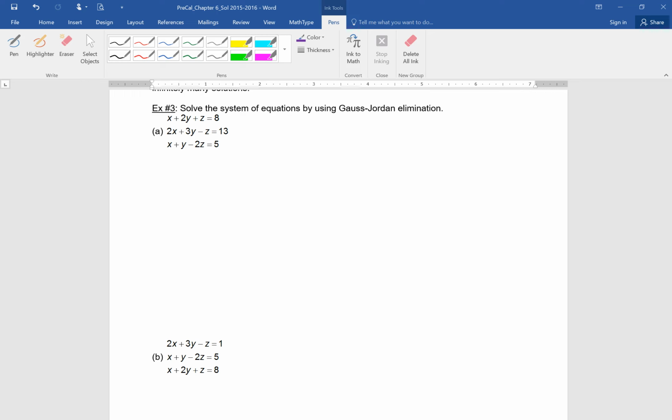All right. So this first one, right? All right. So let's write the matrix for this. 1, 2, 1, 8. 2, 3, minus 1, 13, 1, 1. Okay. All right, so what do we want to do here? Get a 0 where? Bottom left. So I just copy over the first 2 rows.